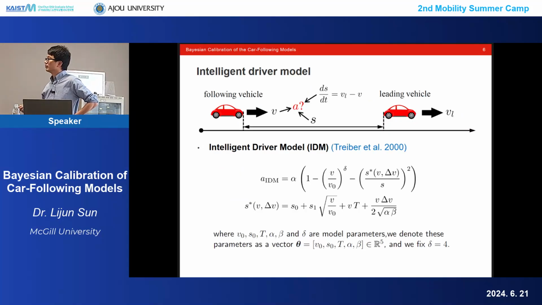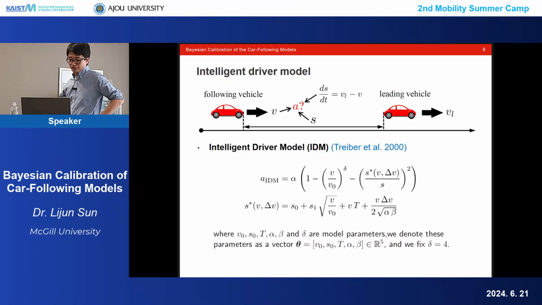The IDM model was proposed by Martin Treiber and Dirk Helbing in 2000, which is not that old, but not that young either. The idea of the IDM model is that I still use the three covariates I have, which are the speed, relative speed, and spacing, and I model the acceleration of the following vehicle using this equation. This equation has a closed form. It's an analytical equation. Given the three covariates, I can analytically compute the corresponding acceleration this car should take at a given time.